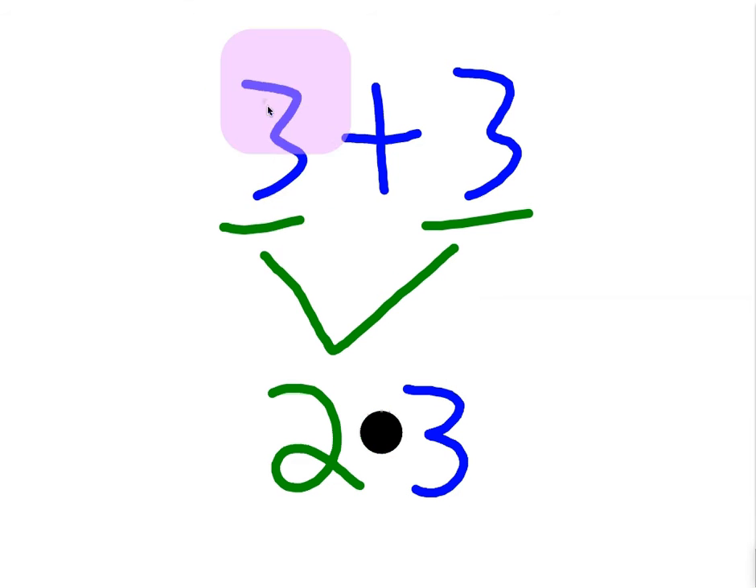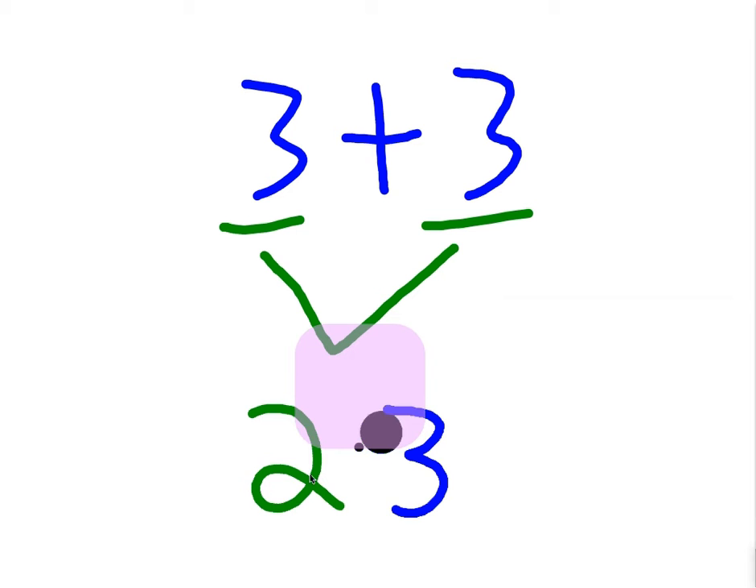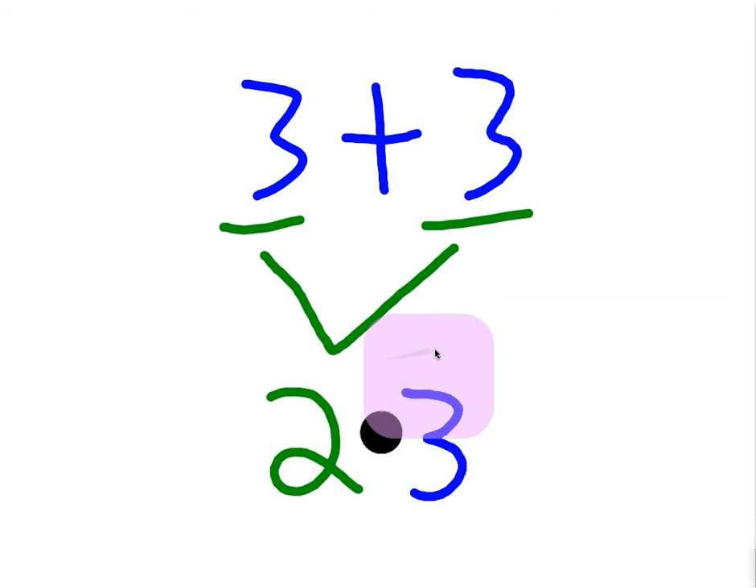Hey guys, remember that when you add numbers multiple times, it's actually just multiplication, and I'm going to show you exactly how and why that works. So for example, if we have 3 plus 3, we're adding 3 twice, so we can change that to 2 times 3. Again, that's exactly what multiplication is.